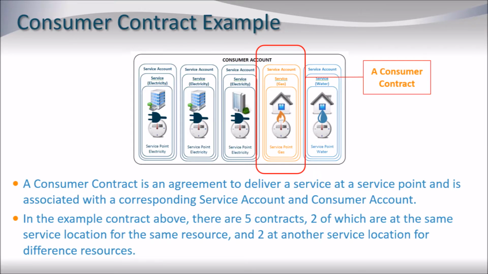In the example above, shown in the diagram, there's 5 contracts, 2 of which are at the same service location for the same resource, that's the ones on the left, the electricity ones, and 2 at another service location for different resources, gas and water on the right.